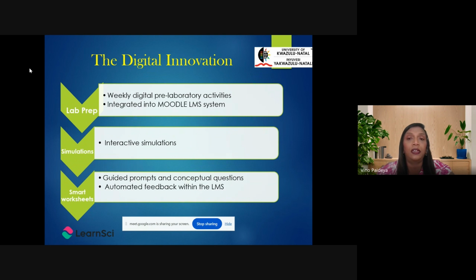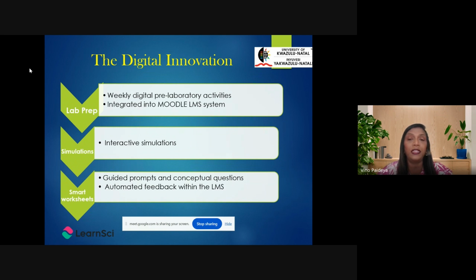So how did this digital innovation actually proceed? We started with weekly digital pre-lab activities, which were integrated into the Moodle LMS system at UKZN. And these actually looked like interactive simulations, which were produced by the Learn Science team, as well as smart worksheets, which were worked through in collaboration with the Learn Science team.